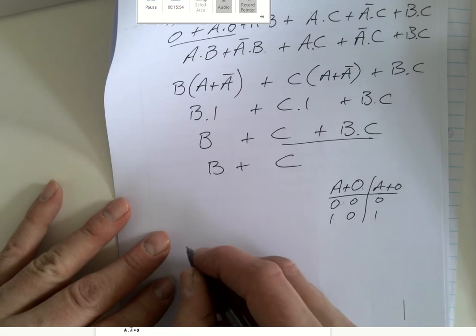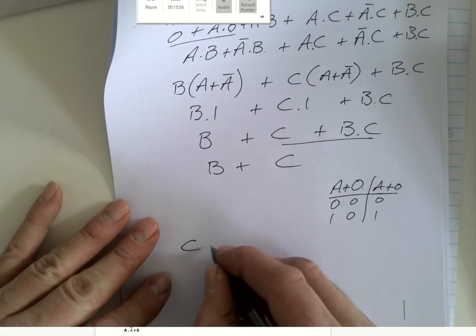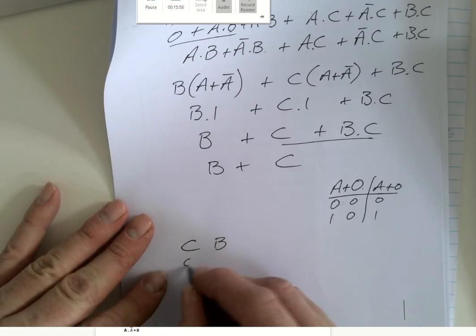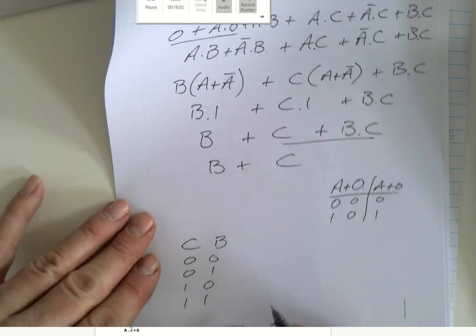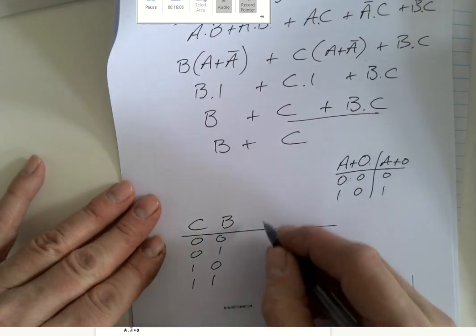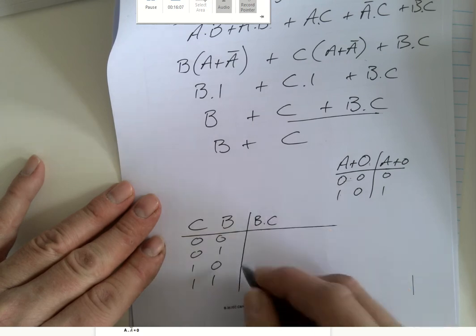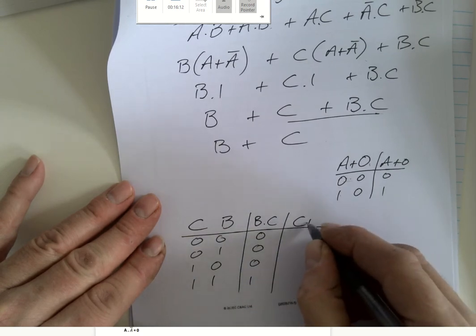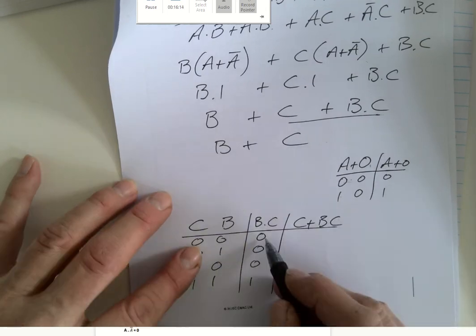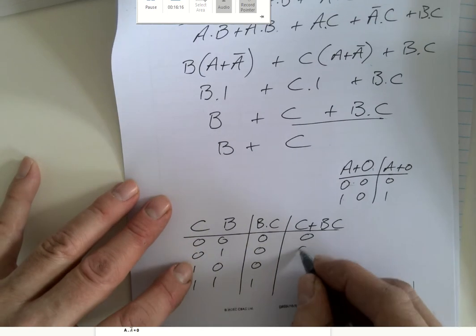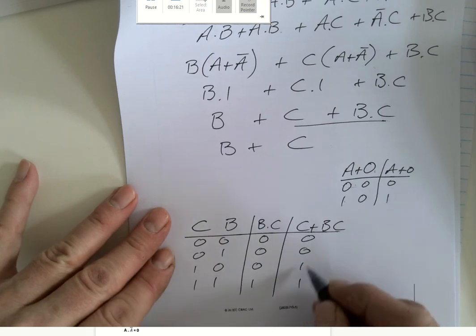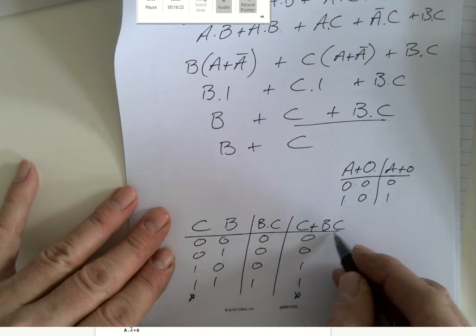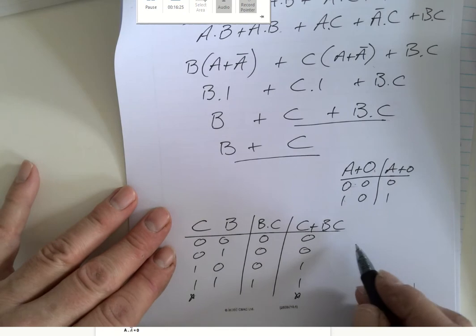A reminder, C and B we'll have here 0, 0, 0, 1, 1, 0, 1, 1. Make sure all possibilities are there. We'll do B and C: 0, 0, 0, 1. We'll do C or BC, which is that there. Oh, there's a 1 there, so that's a 1, 1, 1, gives that. The patterns for C and that are the same, so I've proven it, and therefore we're left with B or C.